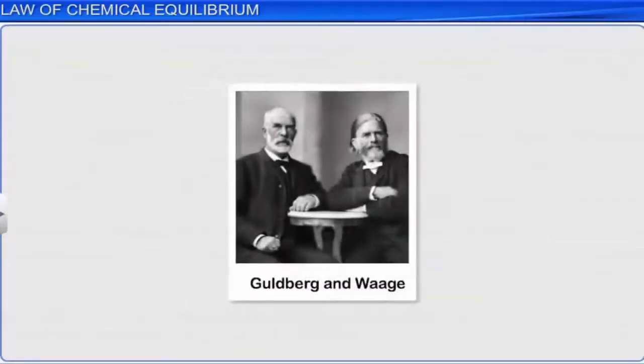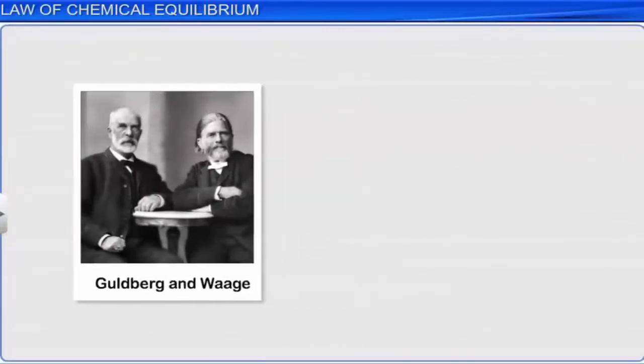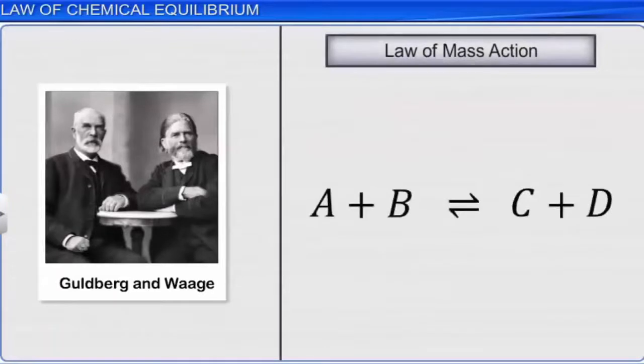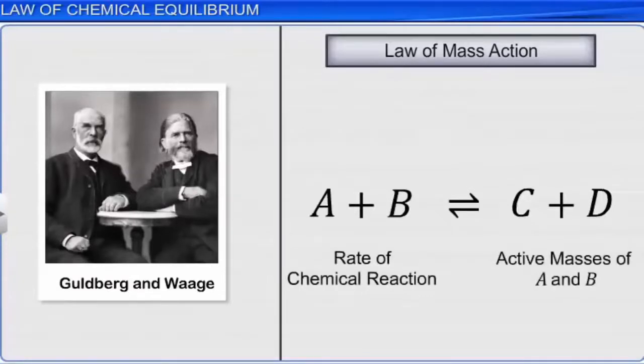In 1864, on the basis of experimental studies of many reversible reactions, two Norwegian chemists, Guldberg and Waage, established a relationship between the rate of chemical reaction and the concentration of the reactants and formulated the law of mass action.